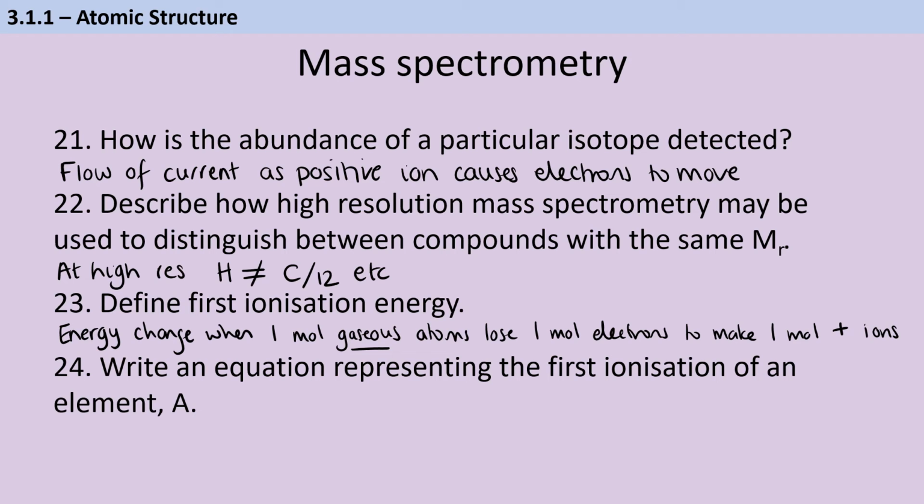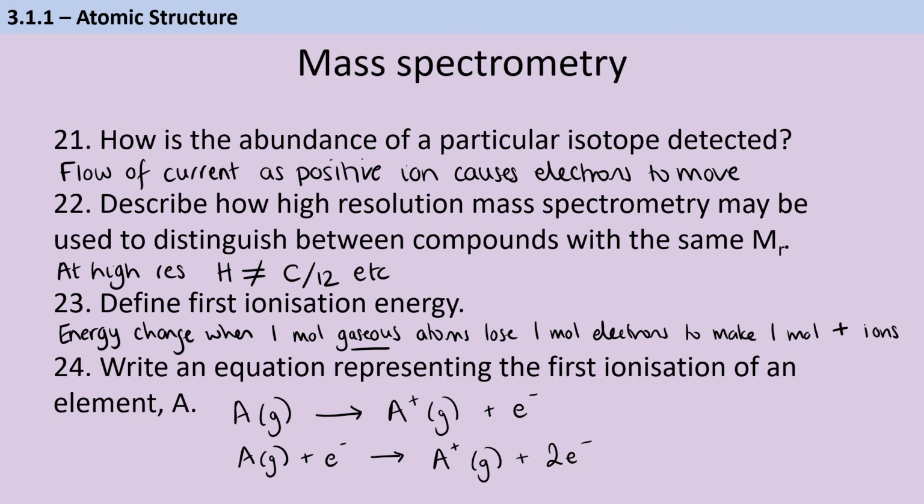The most common would be like this, where we've got a gaseous atom splitting apart to be a single positively charged ion and also an electron. But it's also okay if you want to write it showing that this is being carried out because an electron is effectively removing another electron. So we can have our initial gaseous atom and one electron, and then the ion and two electrons.